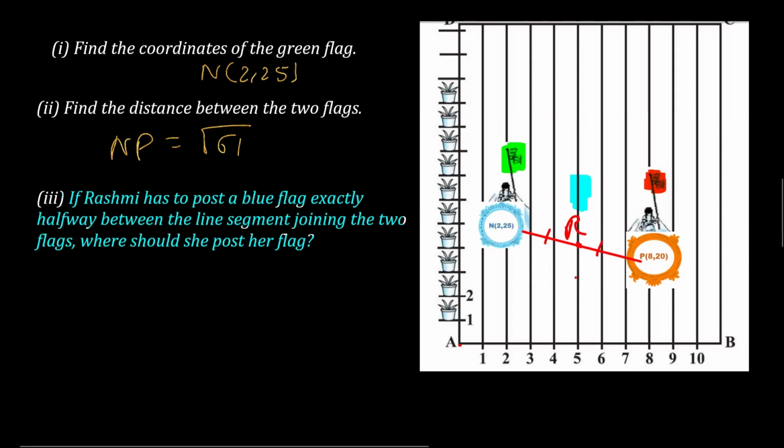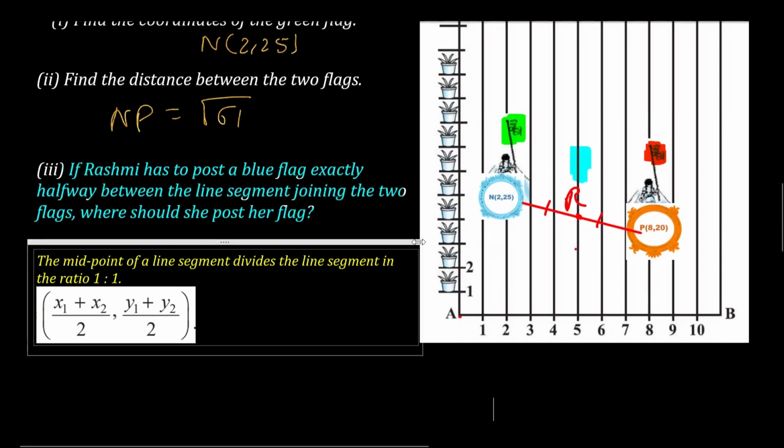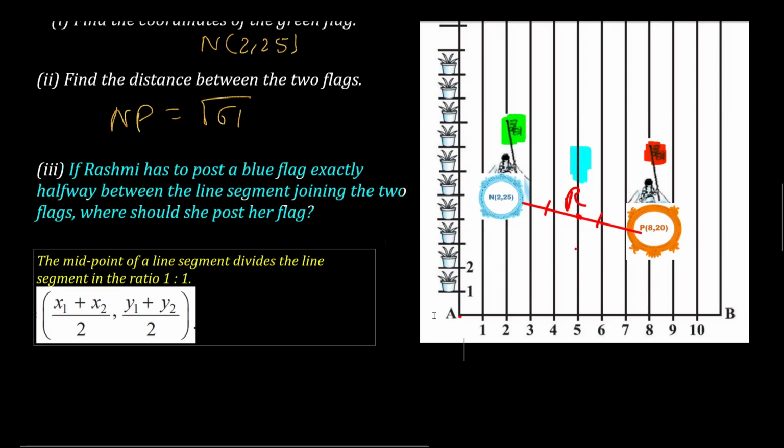So we'll be applying a special case of the section formula. And what is that special case of the section formula? For getting the midpoints, right? That is in the ratio. So we know that for a midpoint, we apply this formula: x1 plus x2 over 2 and y1 plus y2 upon 2.